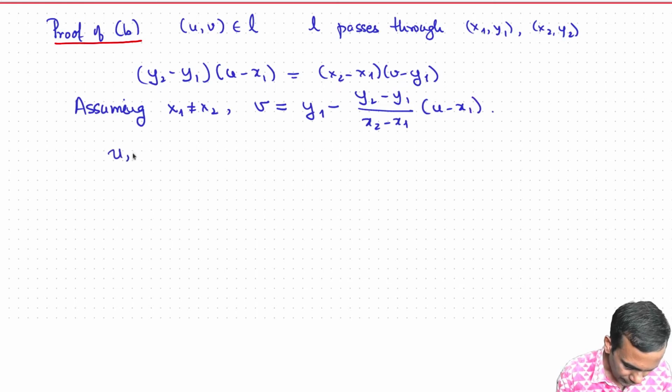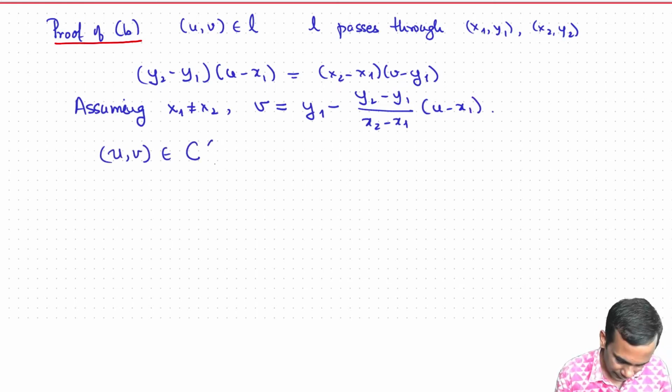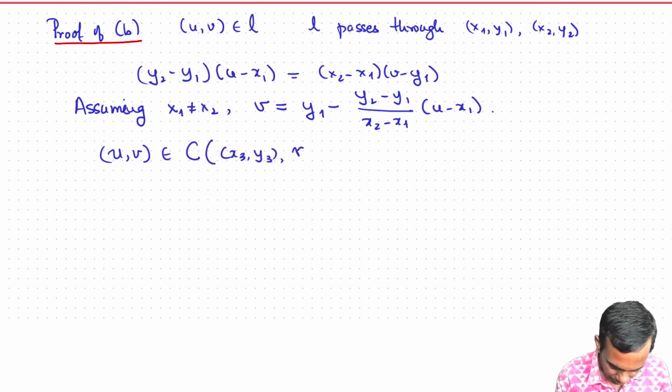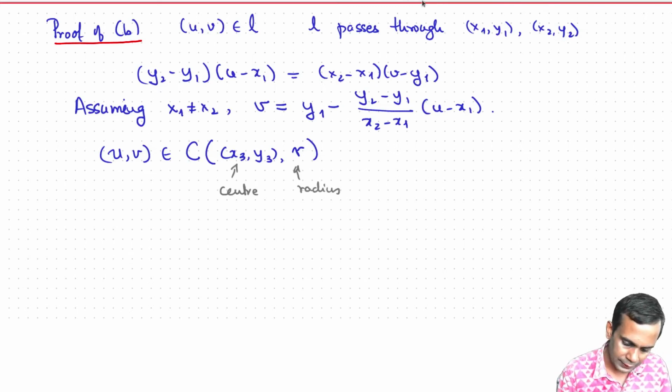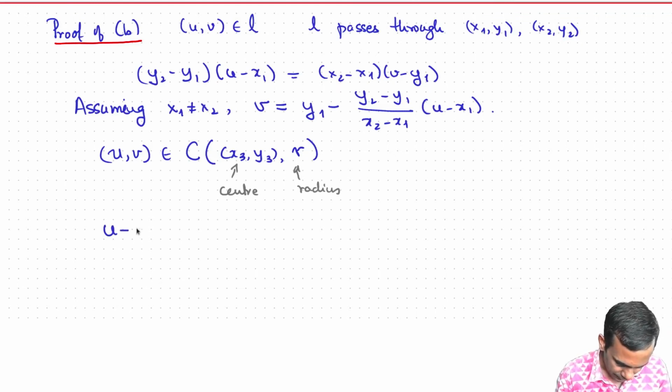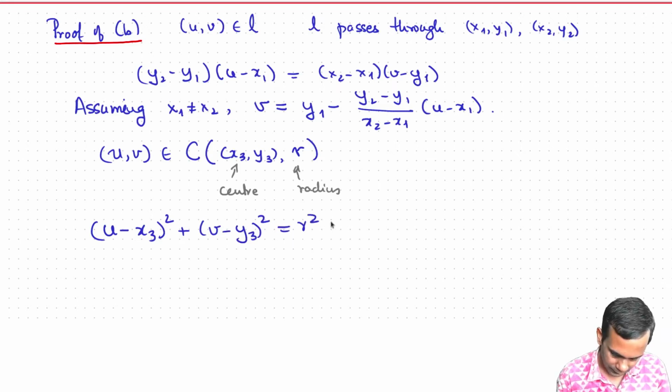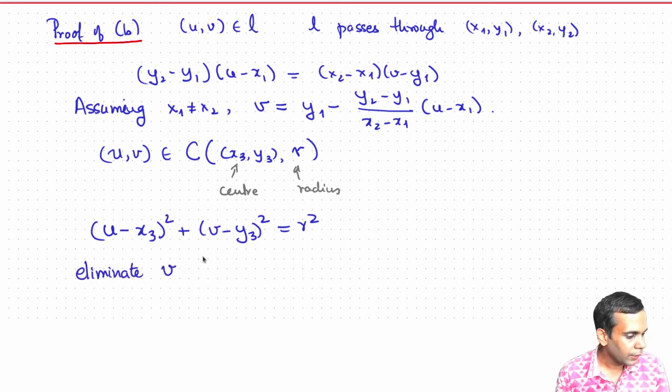And now if (u, v) belongs to the circle with center, let's say, at (x3, y3) and radius r, that's my notation, then what we know is that (u minus x3) squared plus (v minus y3) squared equals r squared. So we can eliminate from this equation v, using this expression for v in terms of u. So eliminate v to get a quadratic equation in u.